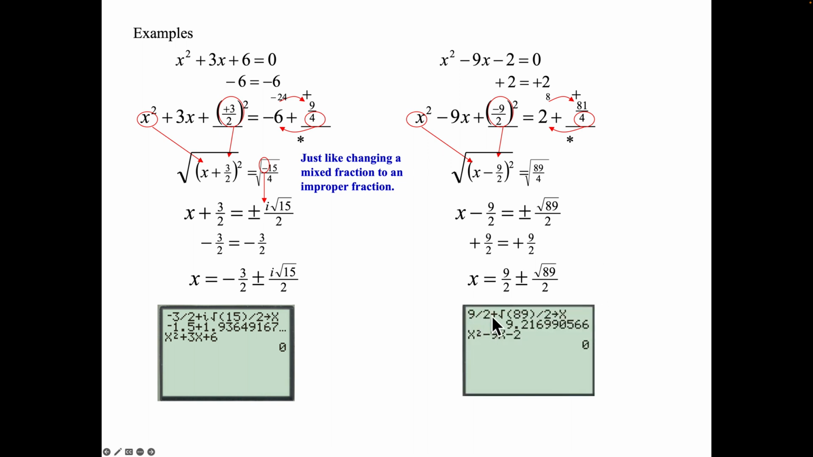Again, calculator check. 9 divided by 2 plus the square root of 89, divided by 2, store it for x. I type in the left side, x squared minus 9x minus 2. It does equal 0. I'm happy. So it doesn't matter if you have an even or an odd b value. We can still do completing the square.